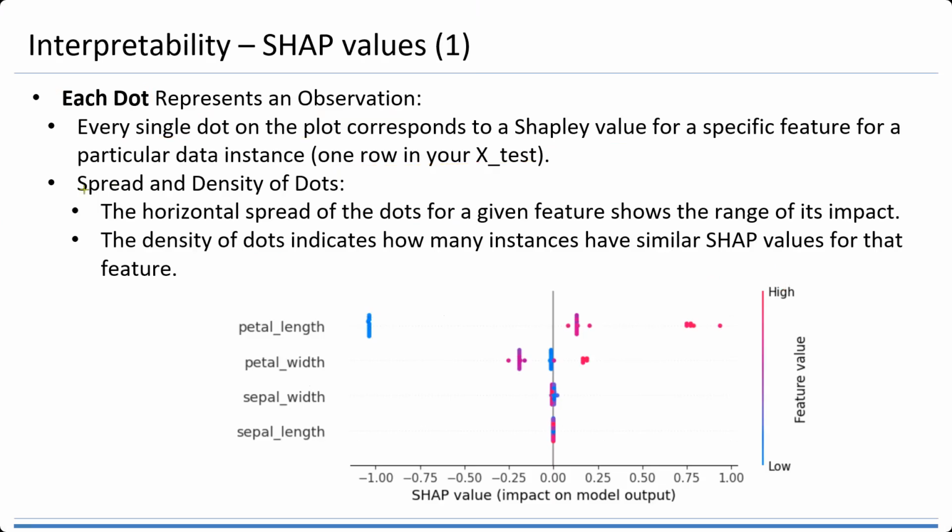And we can see the spread and the density. The horizontal spread of the dots for a given feature shows the range and its impact. So this is the horizontal.